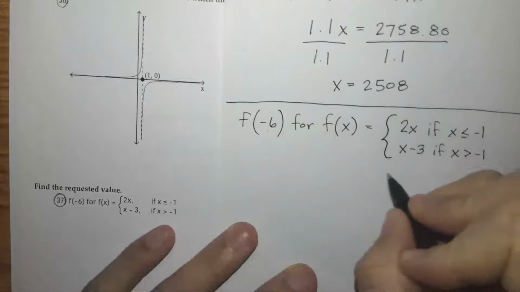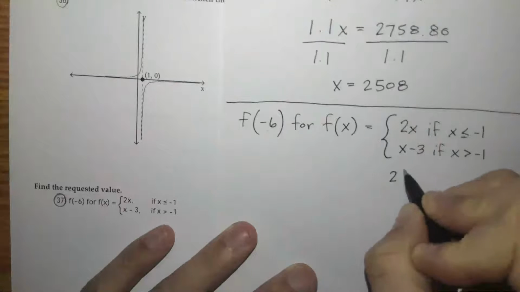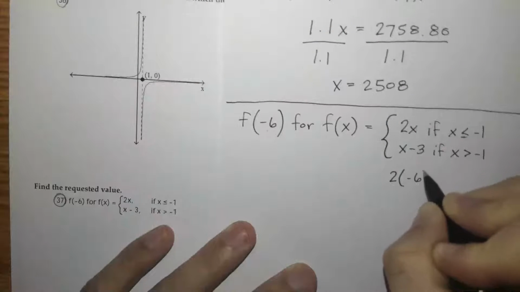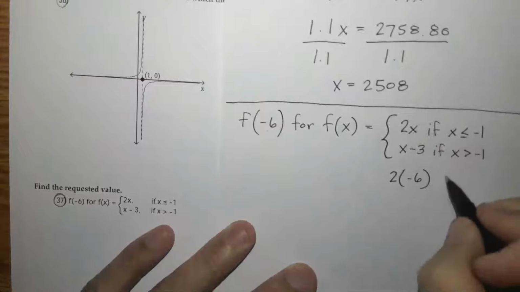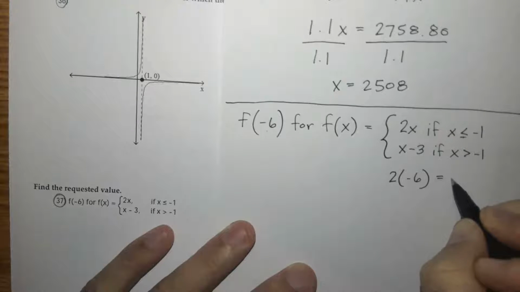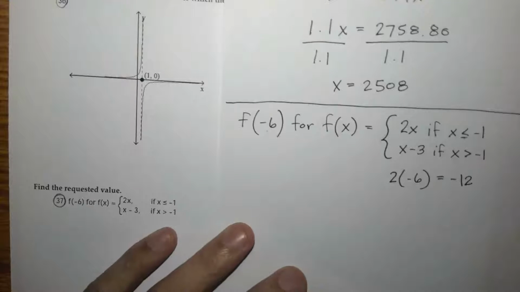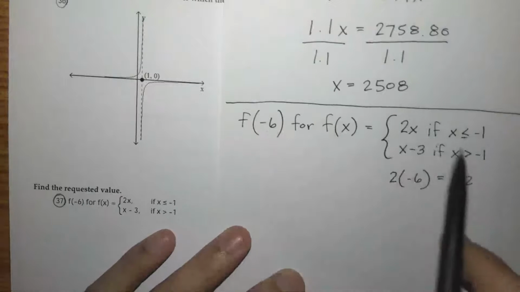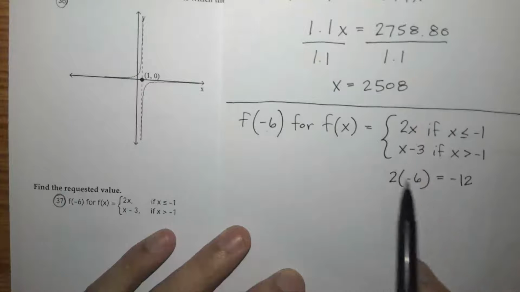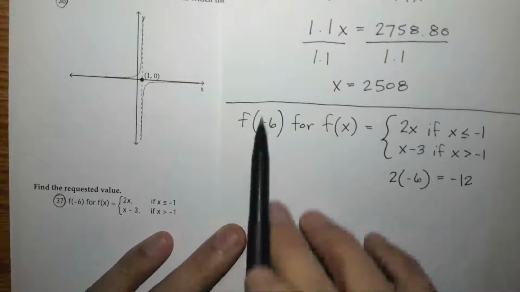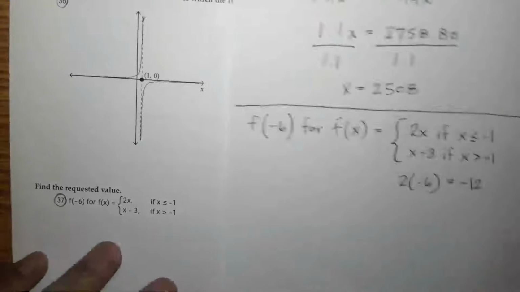So basically, we just plug in the -6 where the x was on this one. And so we do 2 times -6. That's -12. And that's all there is to that one. All you do is just find out which equation you're going to use, which was this one, and then plug in our number that it gives us. That simple.